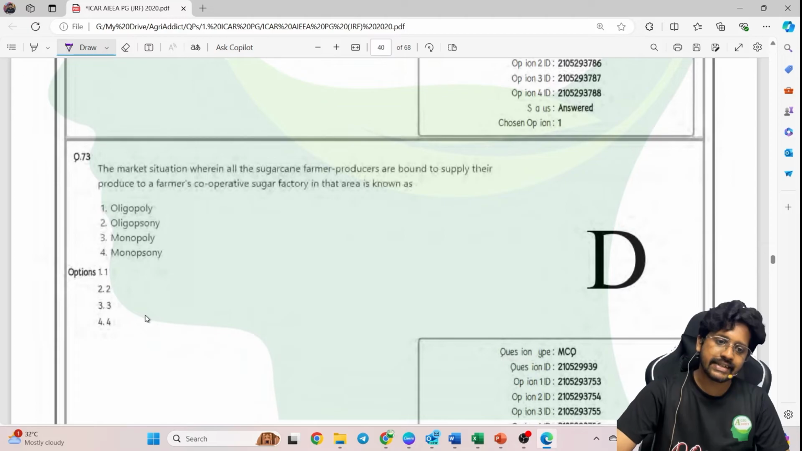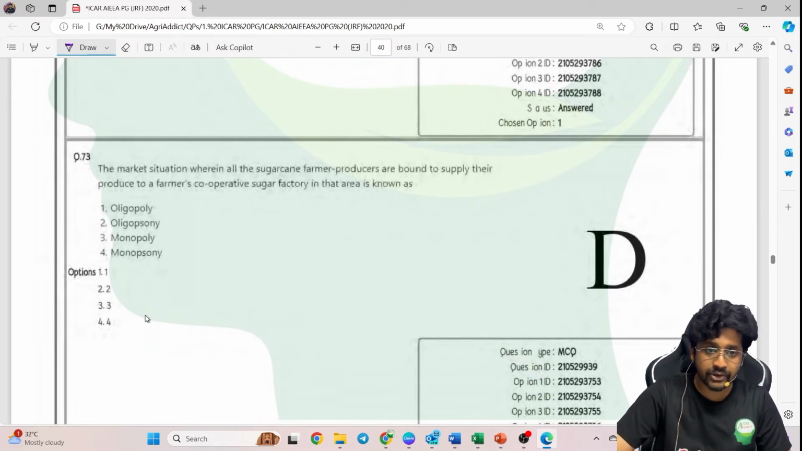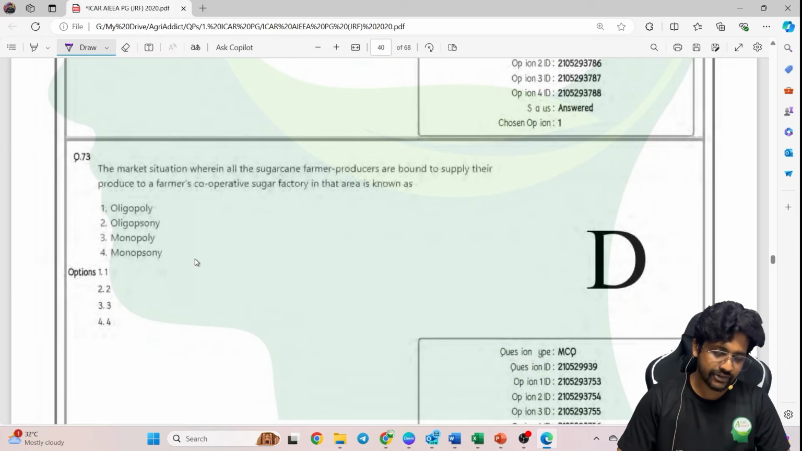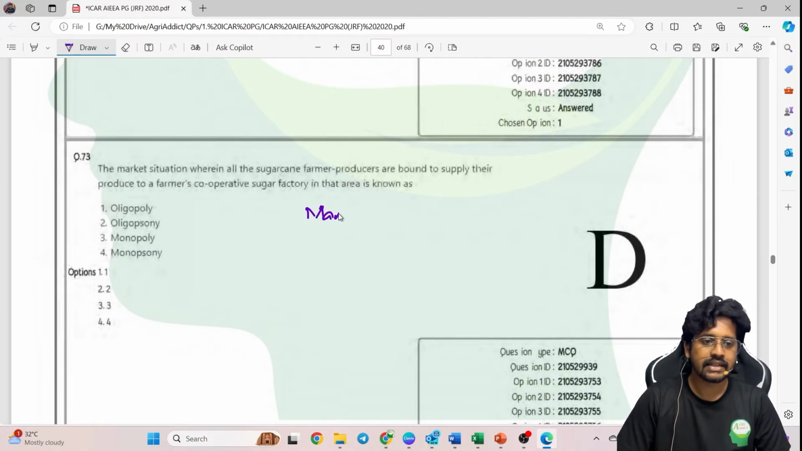Question number 73, another direct question. A market situation wherein all the sugarcane farmer producers are bound to supply their produce to a farmers cooperative sugar factory in that area is known as. Actually, according to the number of buyers and sellers, we have studied many different types of market structures like oligopoly, monopoly, monopsony, oligopsony, right? So here actually what happens here, there are many buyers, right? There are many buyers and there are many sellers.